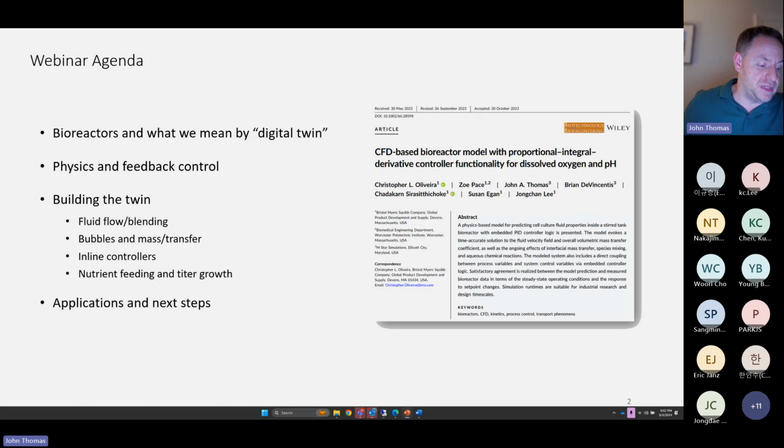Now we can integrate those physics into a CFD simulation to model the coupled effect of CFD simulations and process dynamics, as it were.